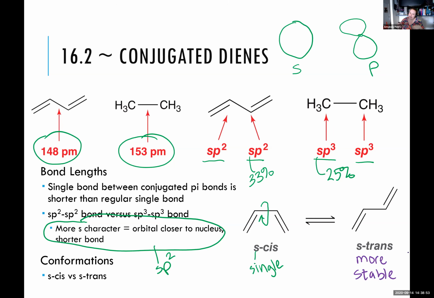But just because the trans is more stable doesn't mean the cis doesn't exist. They are in equilibrium, and sometimes the cis is the only one that exists. For example, in a ring, we don't have rotation. So within a ring, those conjugated double bonds are only going to be in the cis formation because they're locked into place. So that is something that will come up a little bit later on. One of the reactions we're going to look at will only happen when it's in the cis formation.